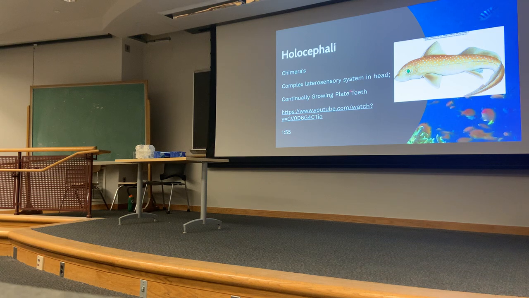And even more so than elasmobranchs, chimeras have this super complex lateral sensory system that's centralized to their head. We have a head now, we have cephalization, and so a lot of the sensory organs are paired up here. It's slightly different to elasmobranchs, but sharks, skates, and rays have a kind of analogous structure. This complex lateral sensory system in their head allows them to pick up on small electrical signals and get a better understanding of their environment.